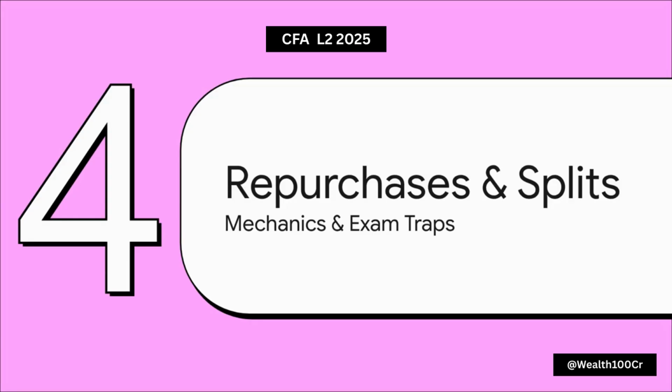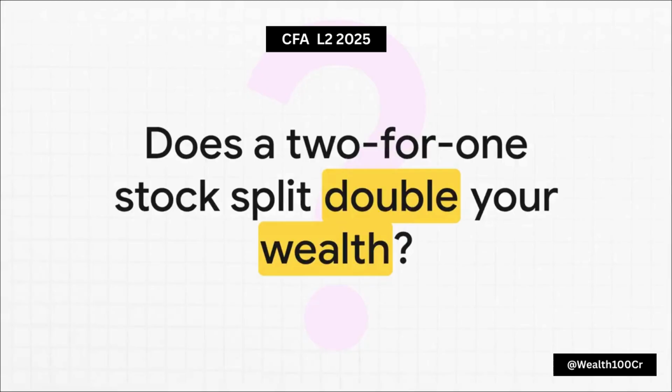Okay, let's shift gears from theory and get into the practical mechanics you're going to face on the exam. We need to break down two really common corporate actions, stock splits and share repurchases, and expose some of the potential traps that the exam loves to set. So here's a classic question. A company's stock price has had a great run, and they announce a 2-for-1 split. Your share count doubles. It really feels like you just made money, doesn't it?